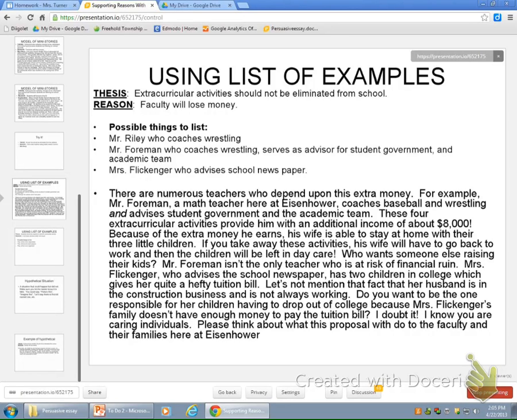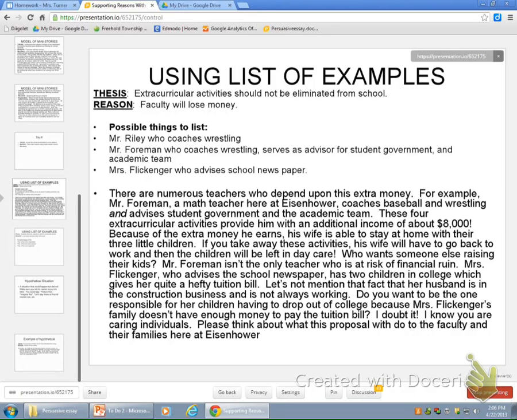Okay, so how many examples did I give? Write it down on the discussion. How many examples did I give in this list of examples? All right, so how many? Say it if you know it. Really? 3? 4. Okay, so if there's 4, so if you look, there are 2 teachers I'm using as examples.